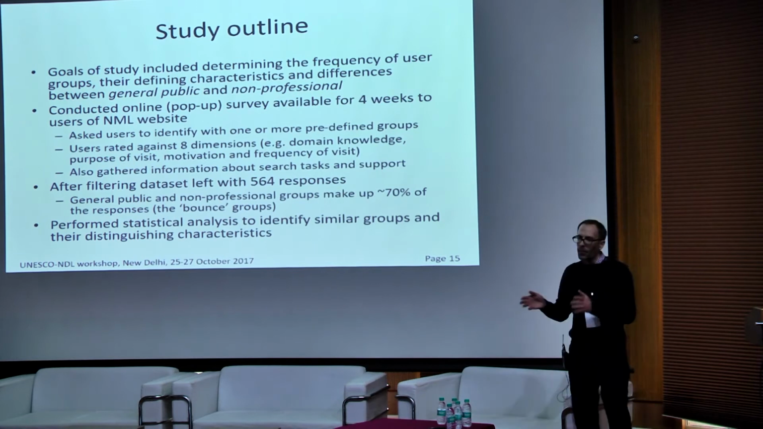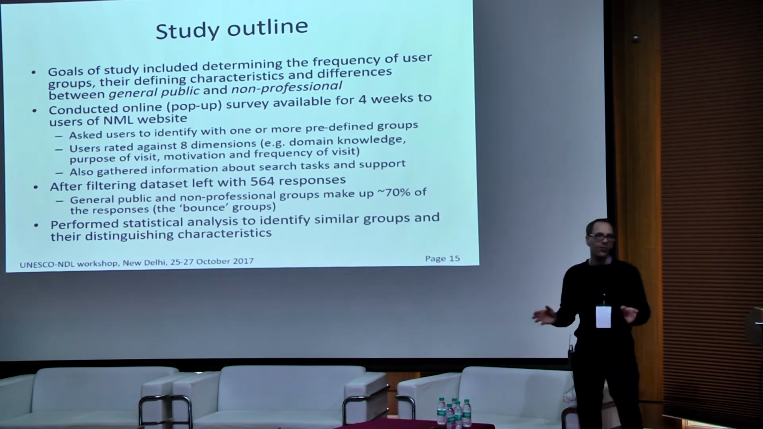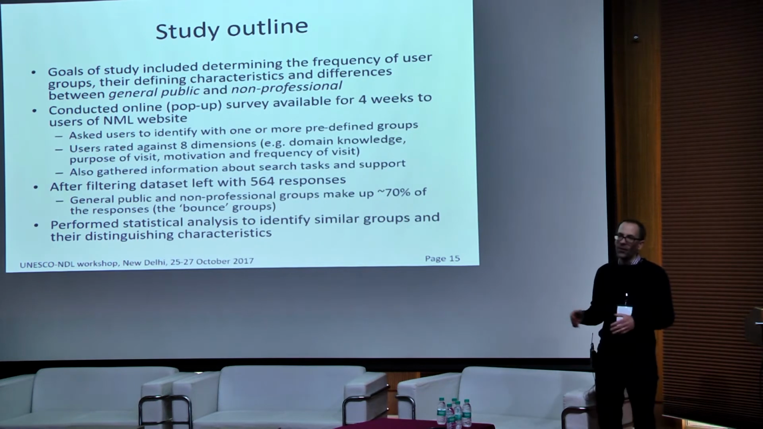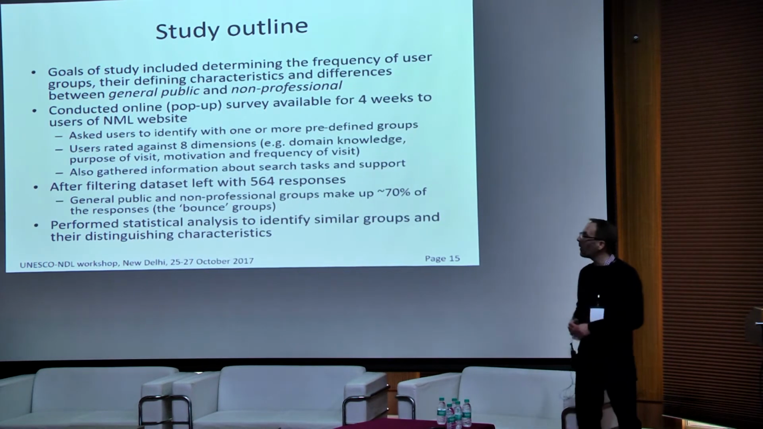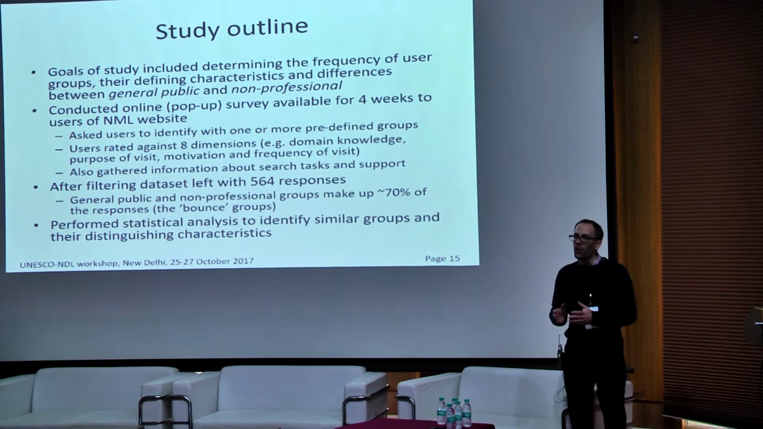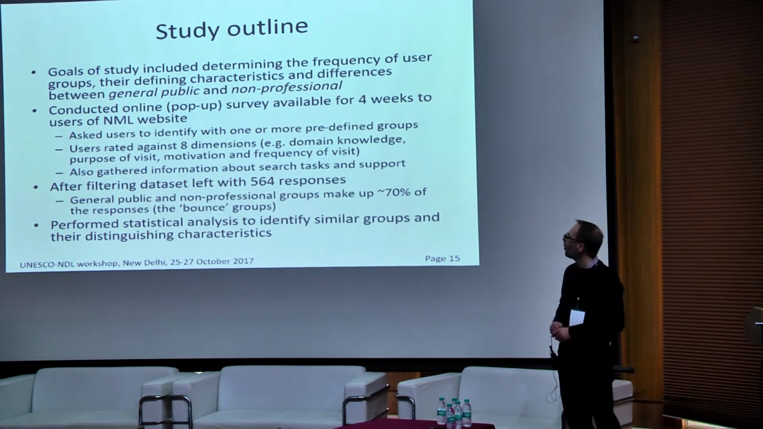One of the things that they were particularly interested in was the notion of the general public. And when you look at the literature on general public, often cited as a very popular group, but who on earth is the general public? And so they were interested in looking at that group, general public, together with the group that they know that they get a lot of interest in, the non-professional. And by non-professional, we often mean the amateur historian, the genealogist, the person who's really interested in history and wouldn't class themselves necessarily as general public because they perhaps have a little bit more domain knowledge.